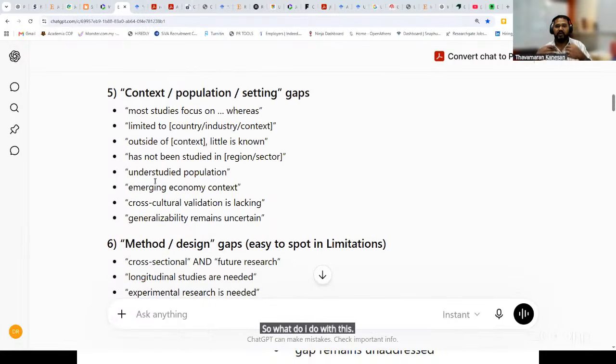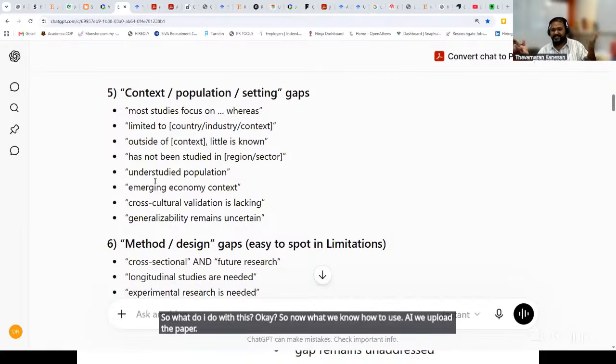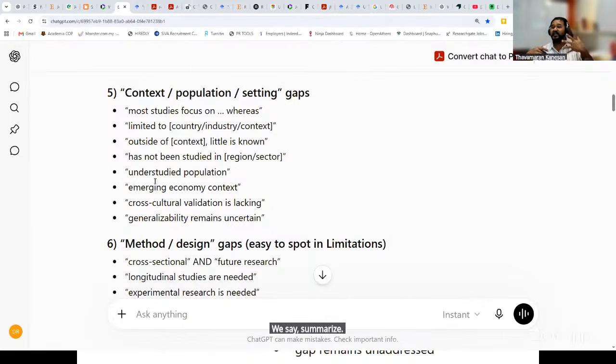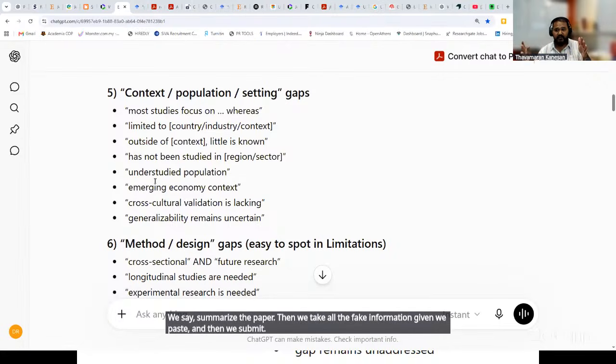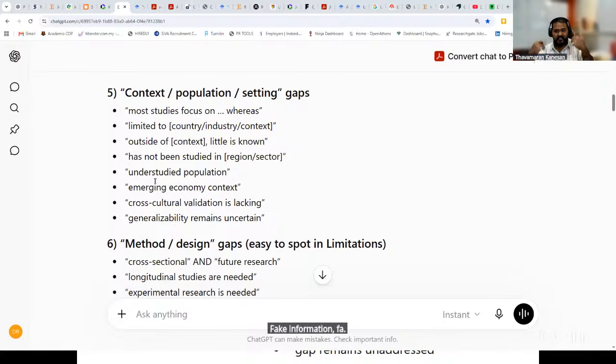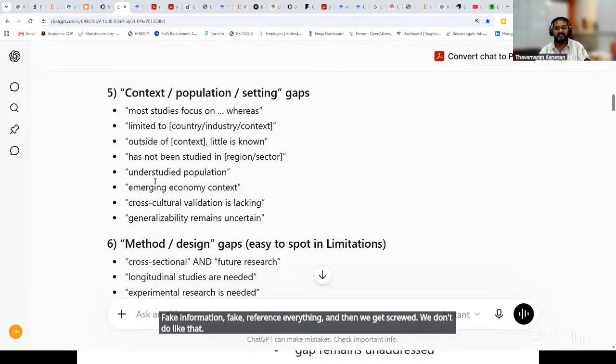Now that we know how to use AI, we upload the paper, we say summarize the paper, then we take all the fake information given, we paste, and then we submit, and then we get screwed in our life. Or we just prompt, write this one for me, paste fake information, fake references, everything, and then we get screwed. We don't do it like that. We use it as an assistant.